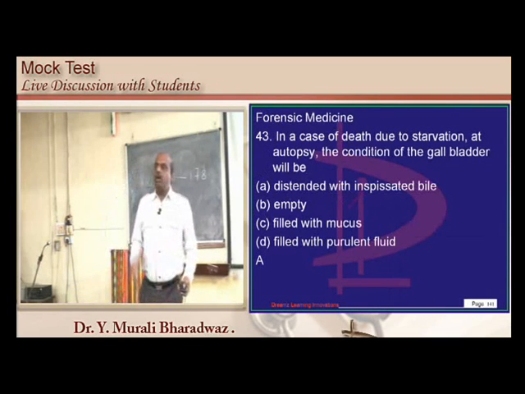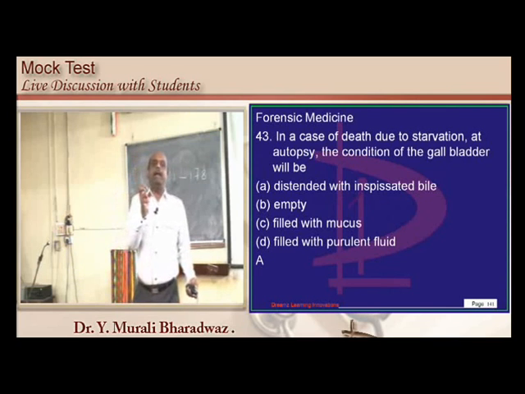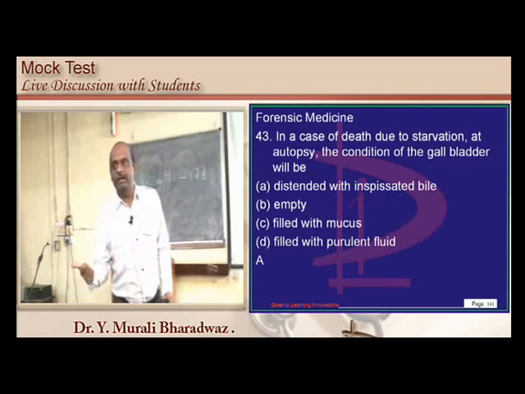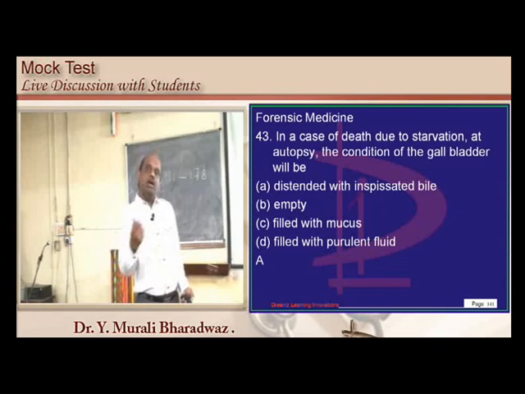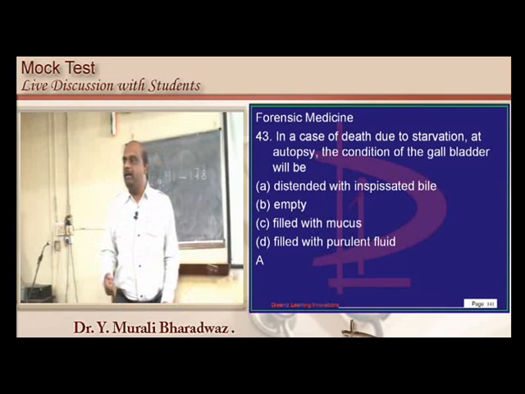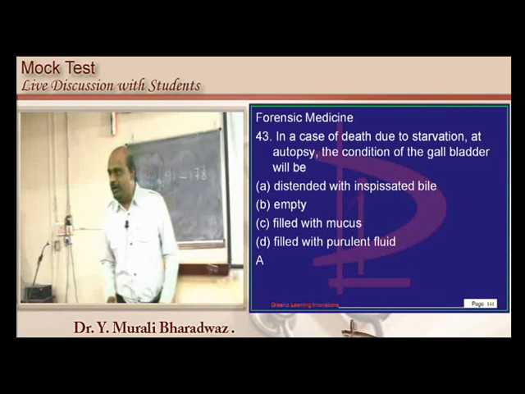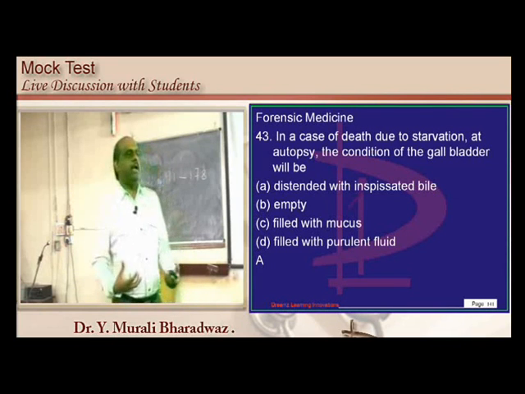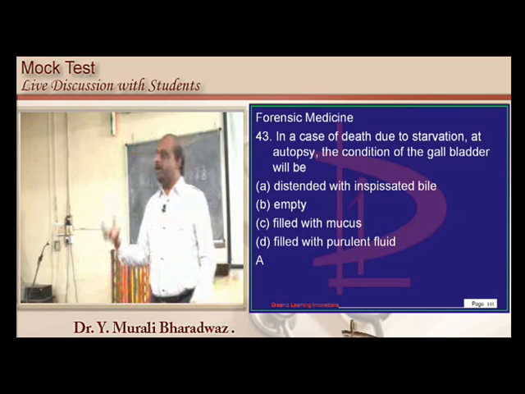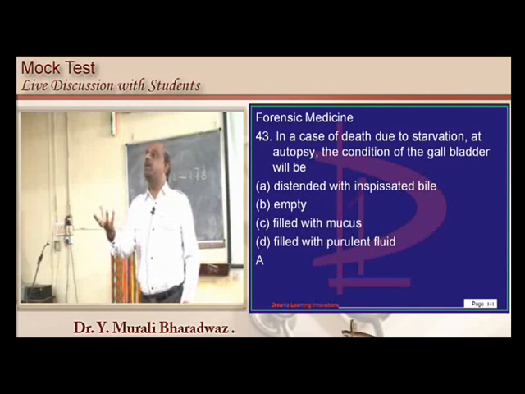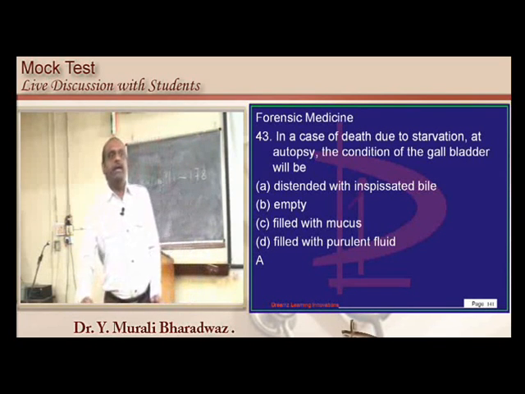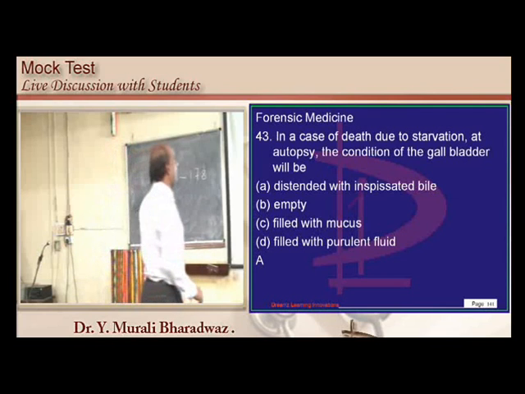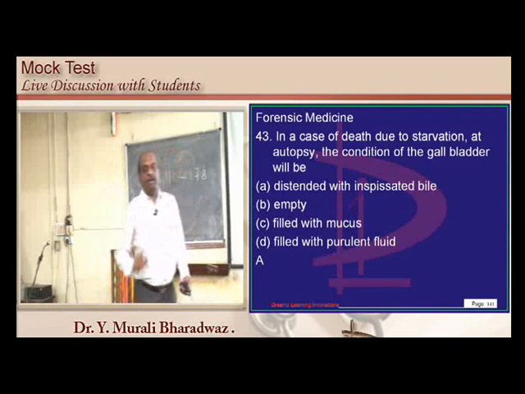Now what causes the gallbladder to contract, doctor? Cholecystokinin. What causes cholecystokinin to be secreted? Distension of the gut with food. So there is no food in starvation, no distension of gut, no cholecystokinin release and no contraction of gallbladder, hence the gallbladder is distended in cases of deaths caused by starvation, is what needs to be remembered.